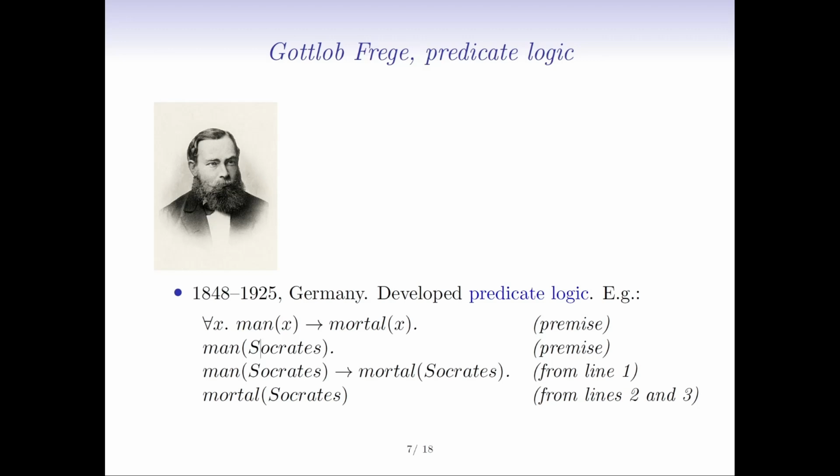So now we can think of specializing the first premise. Since for all X, if man of X, then mortal X, then anything that is true for all X must be true of any particular X that you can think of. In particular, it must be true of Socrates. So since for all X, if man X, then mortal X, it must be the case that if man Socrates, then mortal Socrates. So that comes just from the first line.